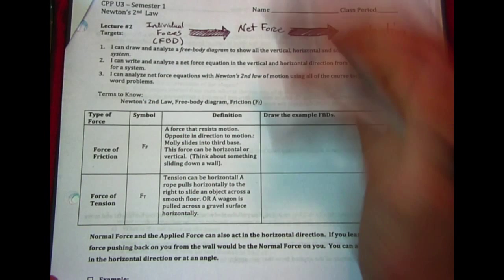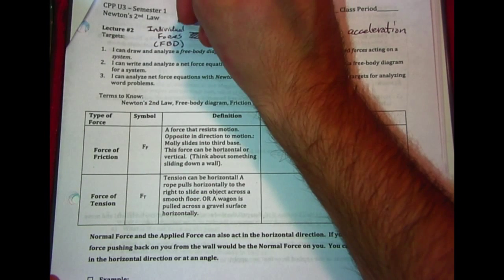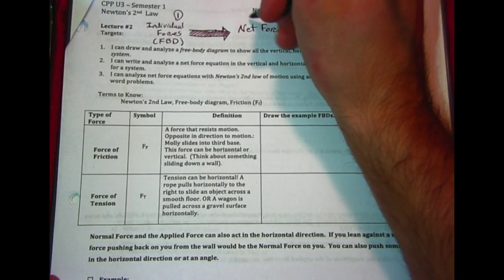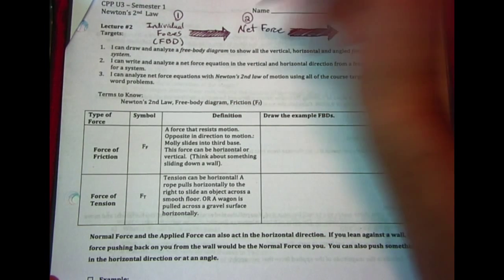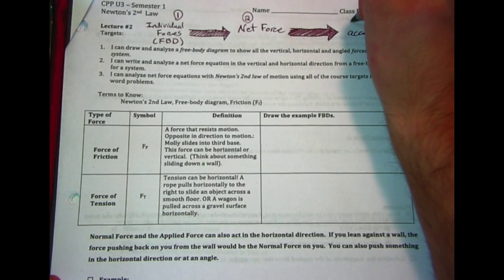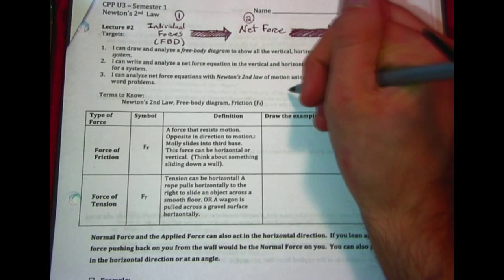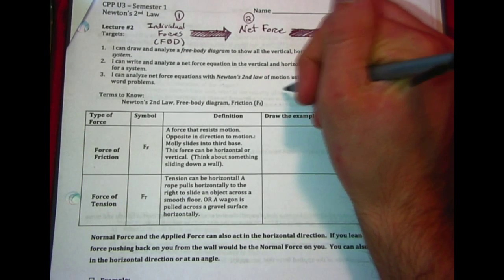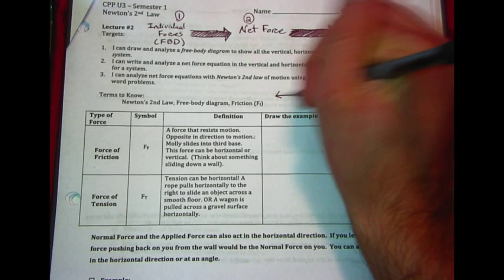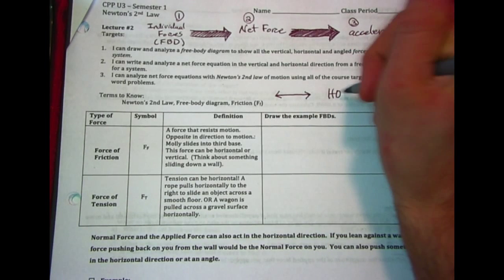So we're going to first look at and draw our free body diagram. From our free body diagram, we could find the net force, and from the net force, we could see how that object is going to change its motion, how it's going to accelerate. So we've done this before with the quiz you guys just took, but now we're going to be looking at motion in the horizontal direction instead of the vertical direction.